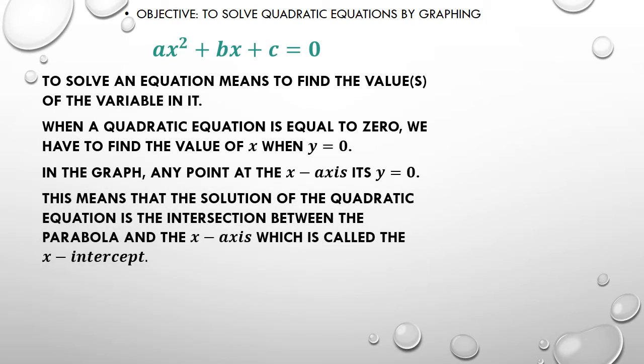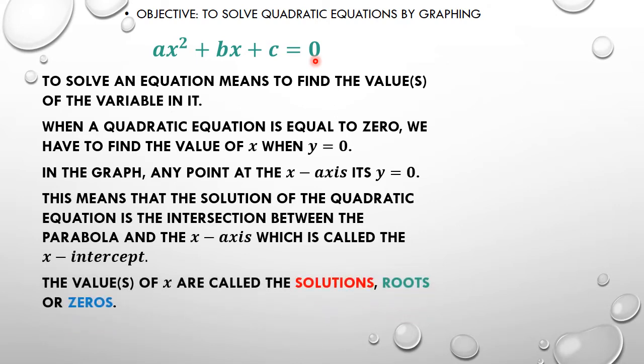This means that the solution of the quadratic equation is the intersection between the parabola and the x-axis, which is called the x-intercept. So any point on the x-axis has y equal to 0, and that's what I want. The value or the values of x are called the solutions, the roots, or the zeros. All three words mean the same thing.